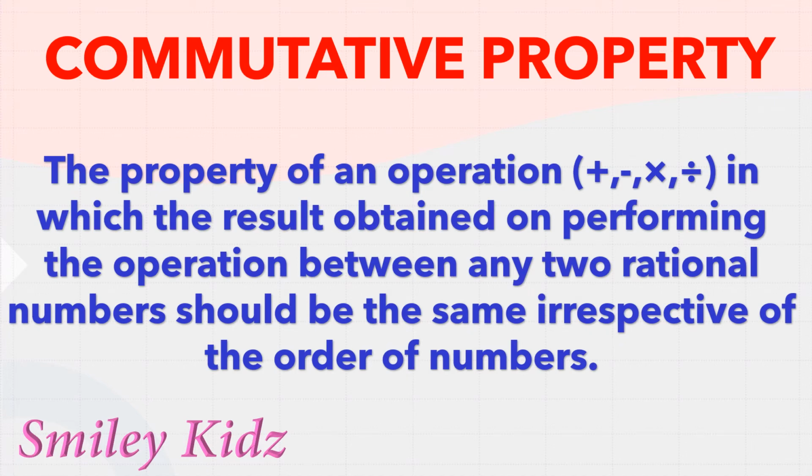What is commutative property? The property of an operation, that is addition, subtraction, multiplication or division, in which the result obtained on performing the operation between any two rational numbers should be the same, irrespective of the order of the numbers. I repeat, the property of an operation, that is addition, subtraction, multiplication or division, in which the result obtained on performing the operation between any two rational numbers should be the same, irrespective of the order of numbers.